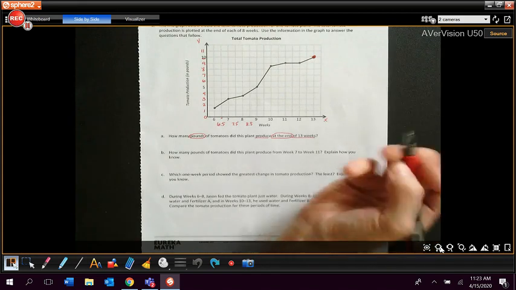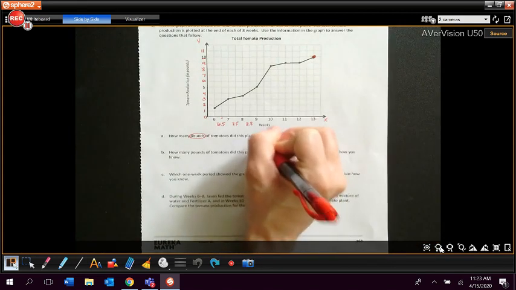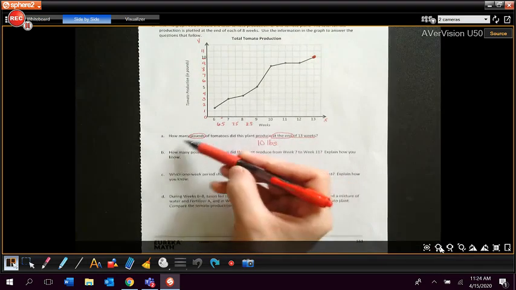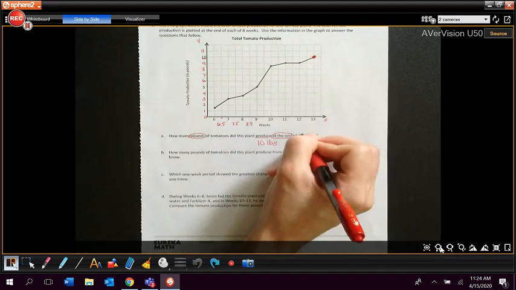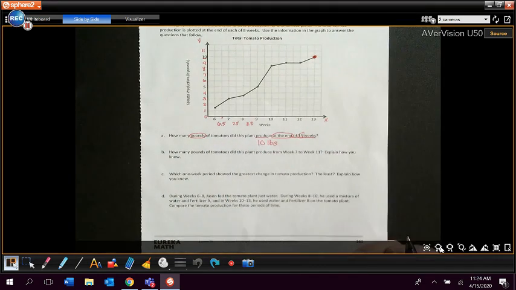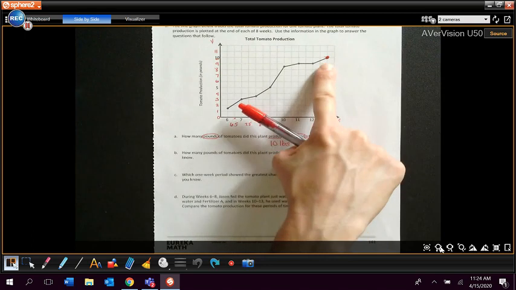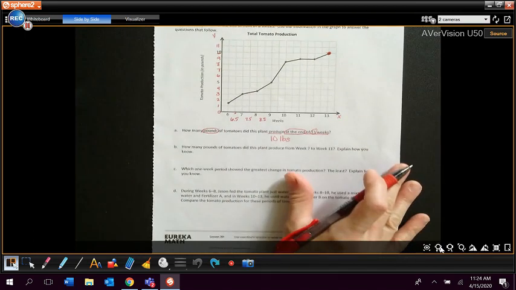So for letter A, we know our answer would be 10 pounds. And again, this was very easy and very simple to analyze. We just needed to make sure we read carefully so we know what we're looking for. We knew we were looking for 13 weeks. So automatically we didn't have to look at these numbers. We just had to go straight to 13 and look for our answer in the graph.